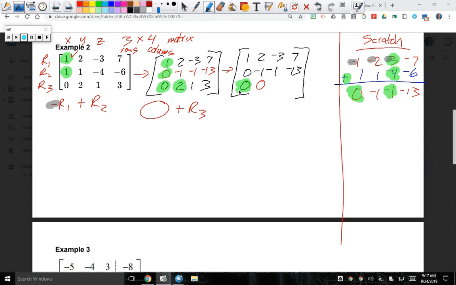And watch real quick. I'm going to add row 2. And the way that I'm going to change row 2 is I'm going to do 2 times row 2. Watch my scratch work over here. 2 times row 2 will look like this: 0, negative 2, negative 2, negative 26. This is 2 times row 2. And I'm going to add row 3 to it. Row 3 is 0, 2, 1, and 3.